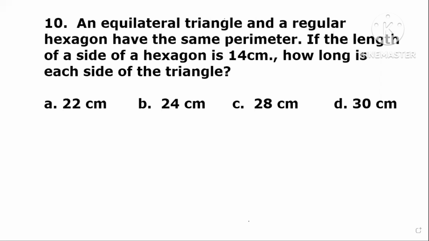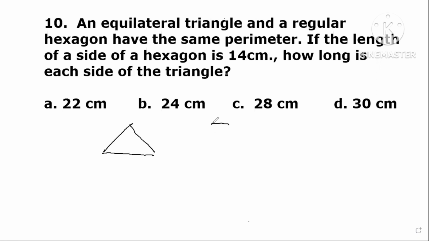Problem number 10. An equilateral triangle and a regular hexagon have the same perimeter. If the length of a side of a hexagon is 14 centimeters, how long is each side of the triangle? So let's have an illustration para malinaw. So we have an equilateral triangle and a regular hexagon.